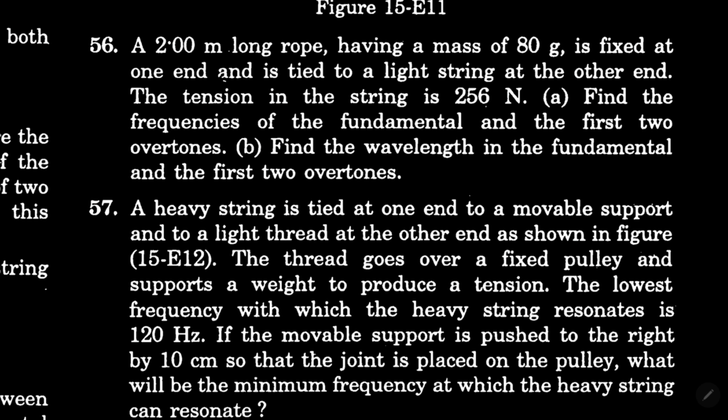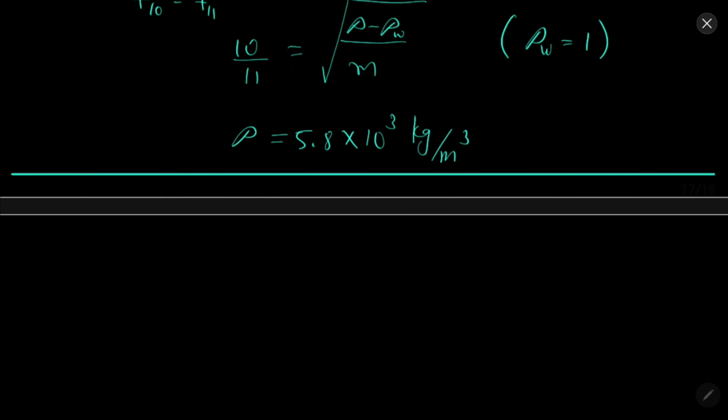In question 56 we have this 2 meter long rope having some mass. We need to find the frequency of the fundamental and the first two overtones. Find the wavelength in the fundamental and the first two overtones also. So this is solution 56.